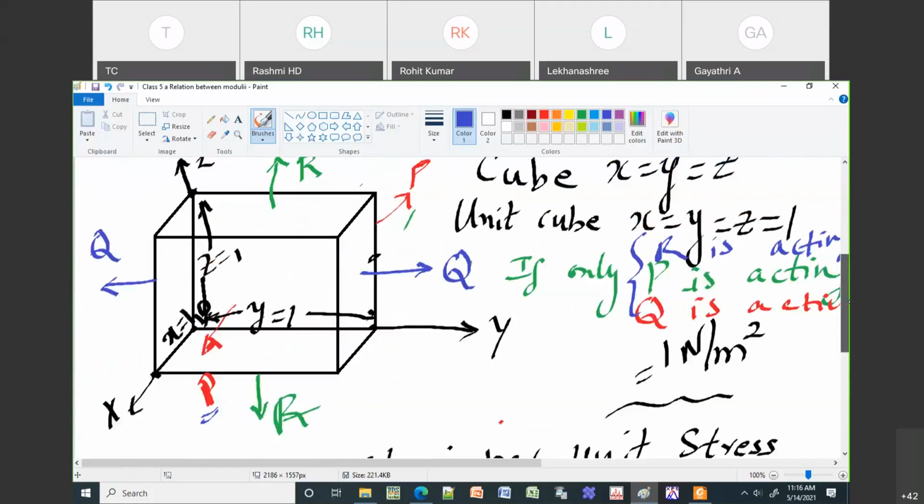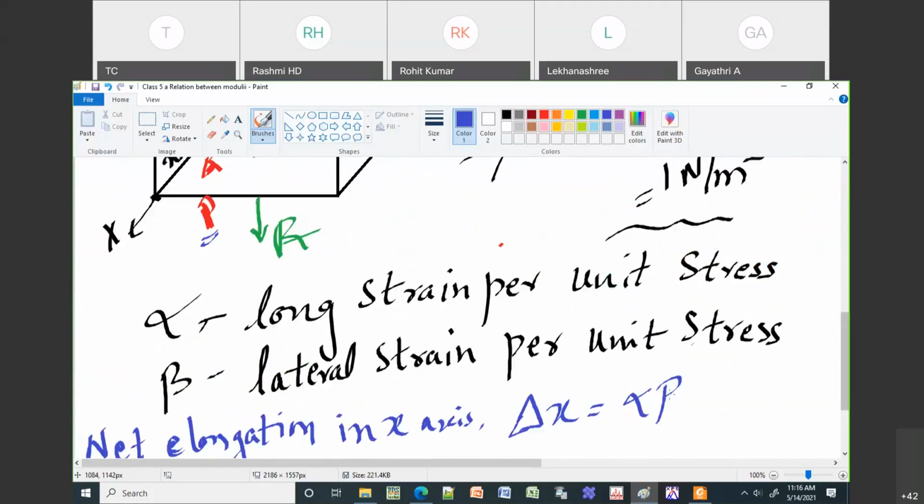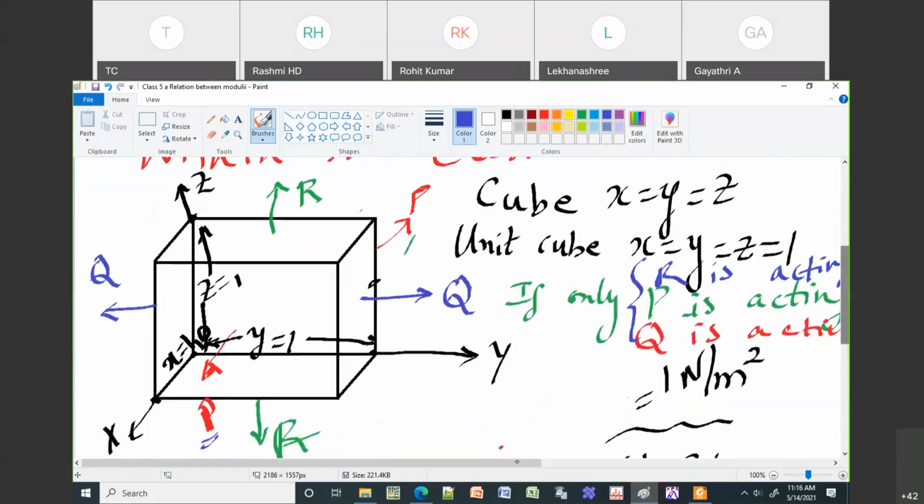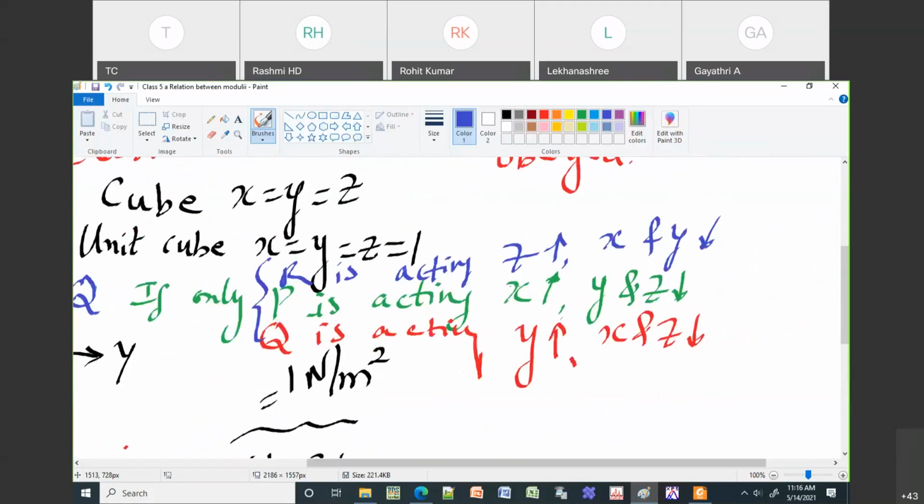Okay, but this is increasing when P is acting, but at the same time your x is going to decrease. So if you can see here, your x is increasing when P is acting, but what happens to x in case of R? In case of R and Q, x is going to decrease. So that means lateral strain. Lateral means it is your beta times Q minus beta times R. Okay, so this is the net elongation that is occurring in the x direction.